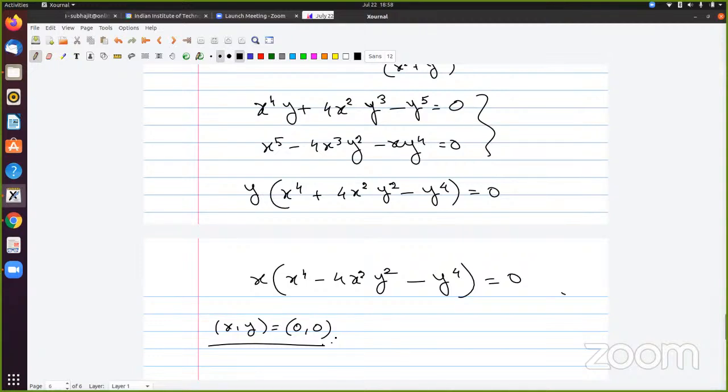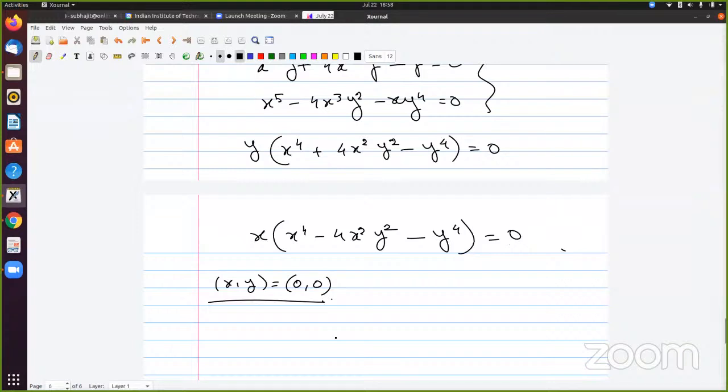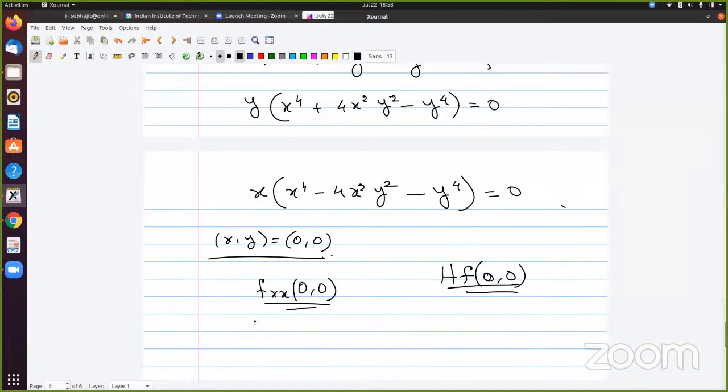Now, if I want to know whether this (0, 0) is a local maxima, local minima or saddle point, that is the next question you will ask. For that, we need to find fxx at (0, 0) and also the Hessian matrix of the function at (0, 0). These two we have to calculate. To calculate fxx at (0, 0), you have to go by the definition, because at (0, 0) the function is defined separately.